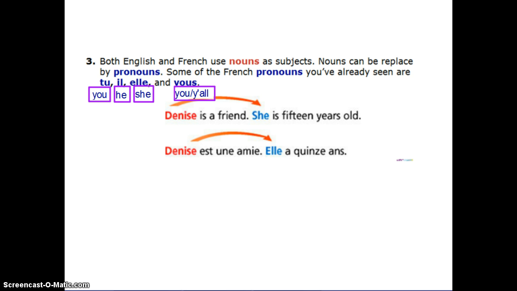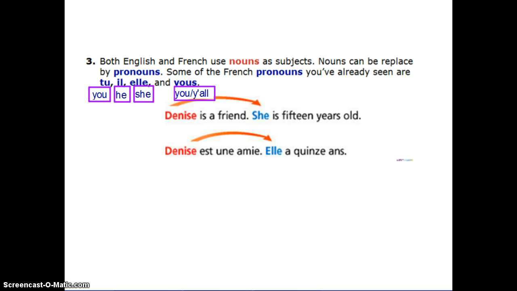But French is going to require some thought. Pronouns are those words in English like I, you, he, she, it, we, and they that replace the noun in a sentence so that you can be less repetitive. So for example, like they have here on the first English sentence, you could very easily say Denise is a friend, Denise is 15 years old, and say the word Denise twice.